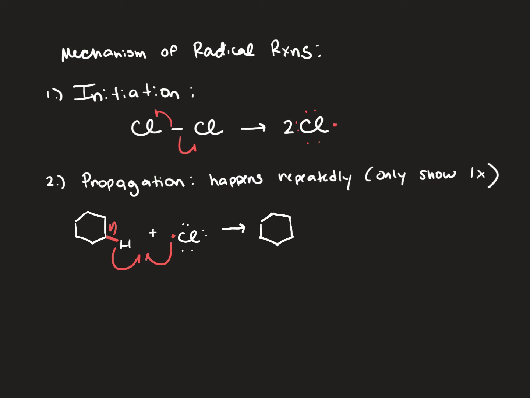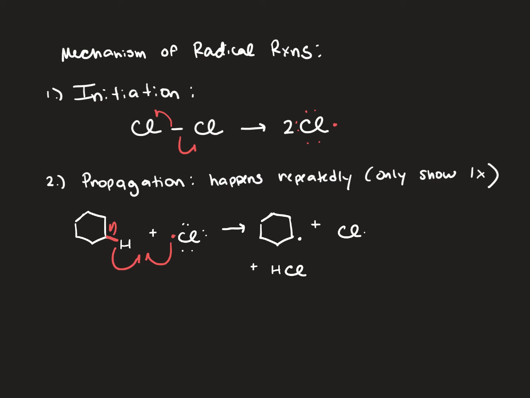And this is where, if we're using bromine instead of chlorine, we're going to want to make sure we make the most stable radical. So the weakest CH bond is going to form the most stable radical. We'll also create HCl as a side product. Now, that radical is going to want to find something else to react with. And so what it's going to react with is going to be chlorine.